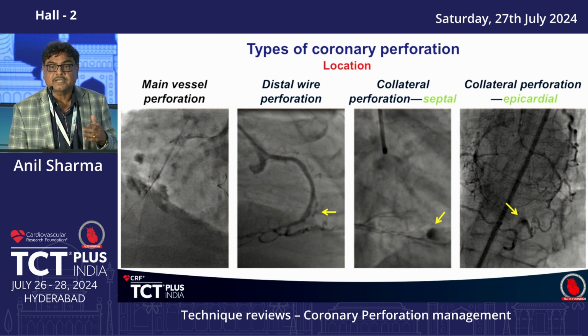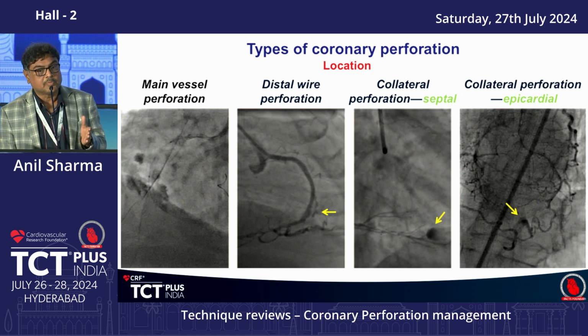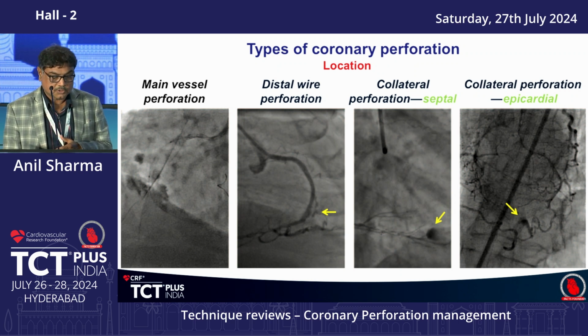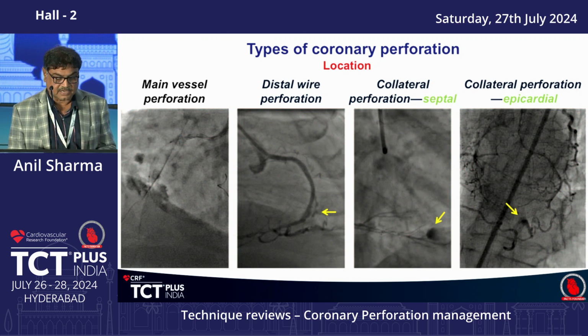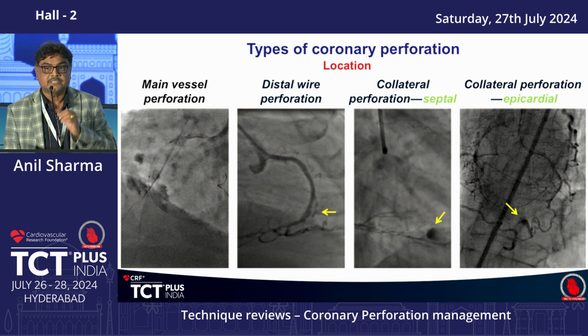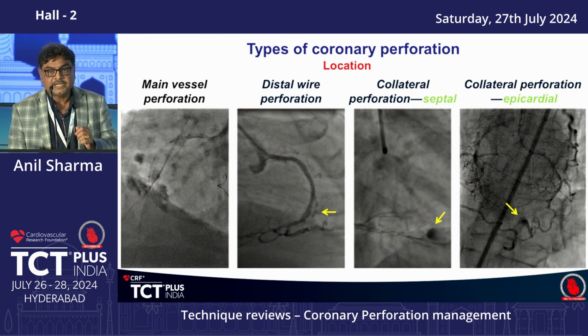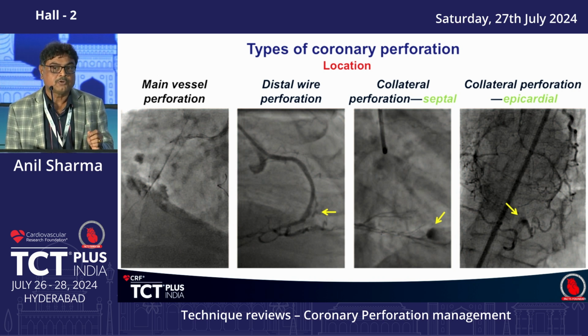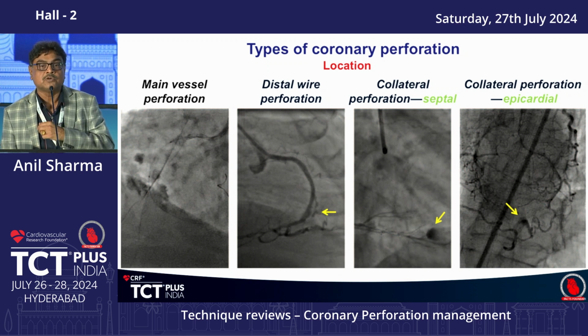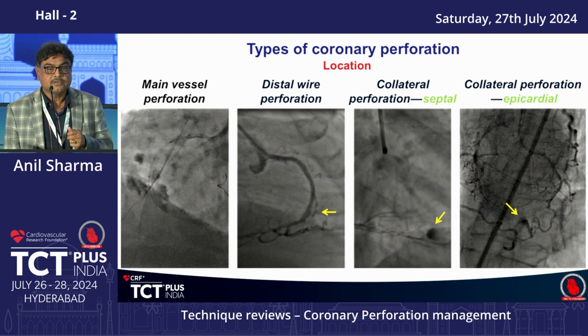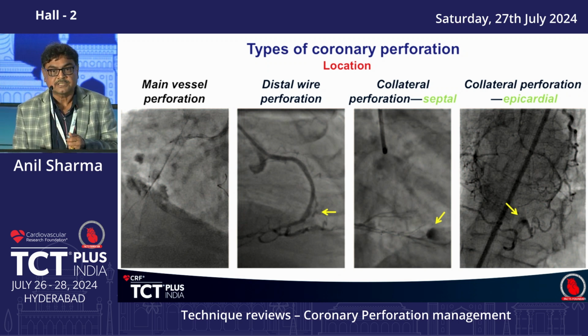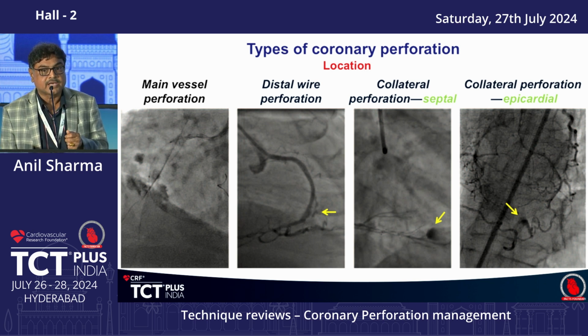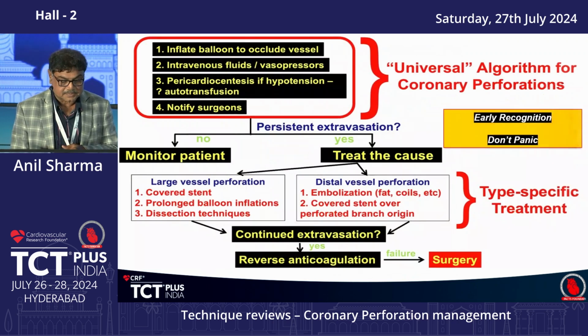Depending on the kind of perforation, there may be morbidity, and morbidity may be more. So as you can see here, main vessel perforation, and distal wire perforation when we are trying to cross, like in the second one, the RCA going to the branches, the wire tips. Many times when we are concentrating on the guide, the wire tip floats, it goes anywhere. Hard wires, soft tip wires, jacketed wires are the wires which cause more perforations. Then maybe septal or epicardial collaterals.